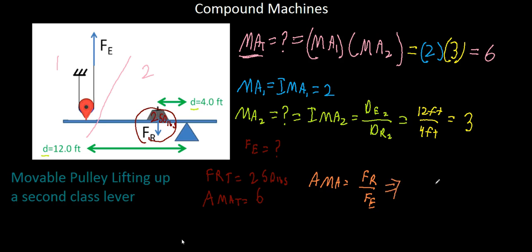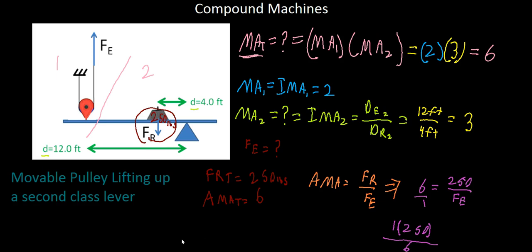We could say, well, AMA is 6 equals FR, we just said, is 250 divided by FE, which we do not know. And from there, we can just do simple algebra to find effort force. Or we could do my favorite trick for these kinds of questions and just put 6 over 1, because that won't change what this is. And from there, we can cross multiply and divide. We can say 1 times 250 divided by 6.